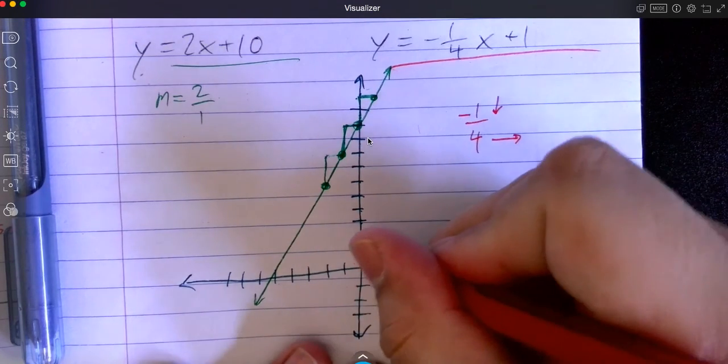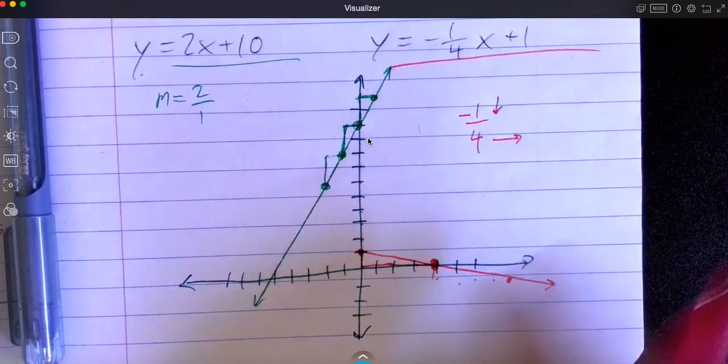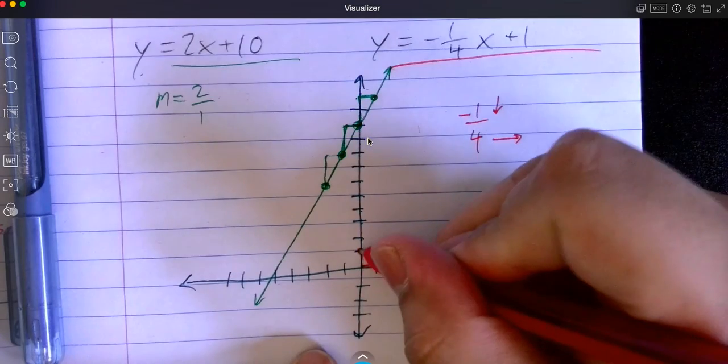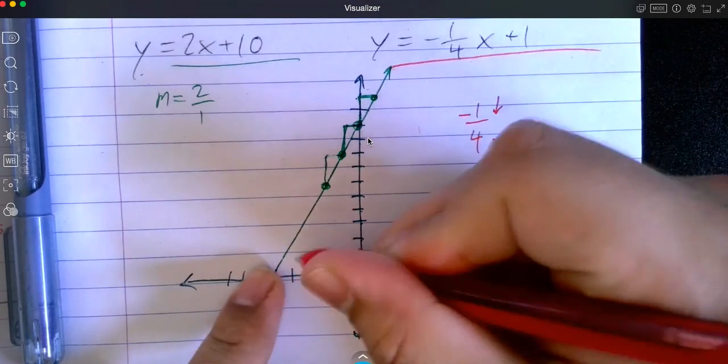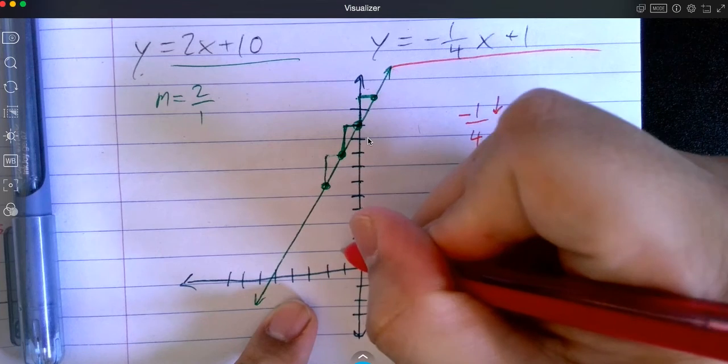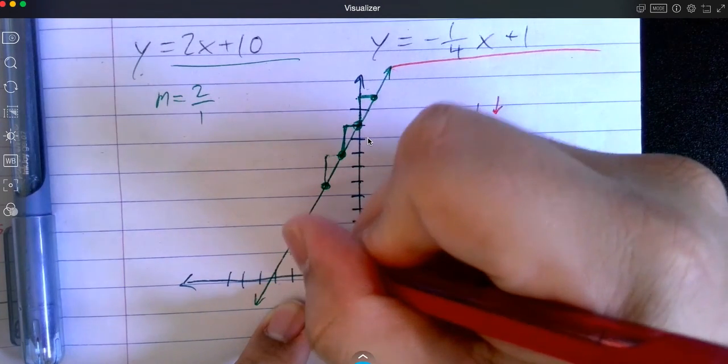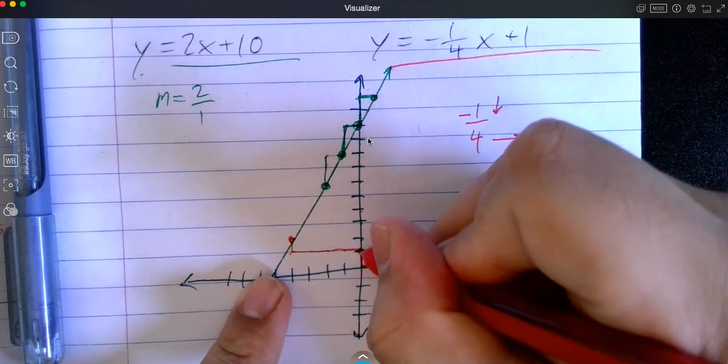But you know what? I kind of do have to go backwards, because it's not going to cross over here. It's going to cross over there. So again, you could use the slope, but go in this direction. So I'm going to go 4 this way: 1, 2, 3, 4. And up 1. So I'm still following the same slope, but just backwards.